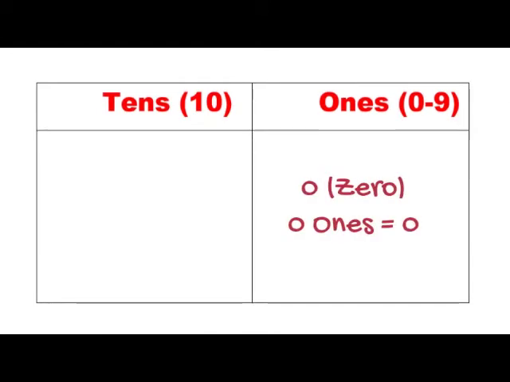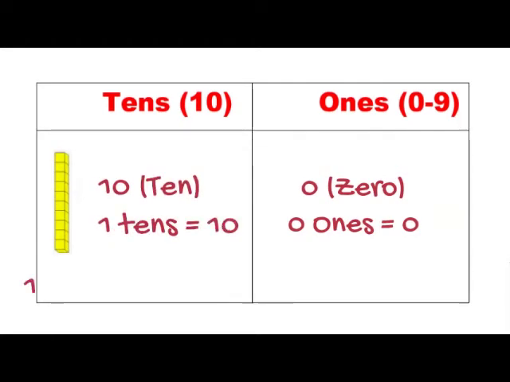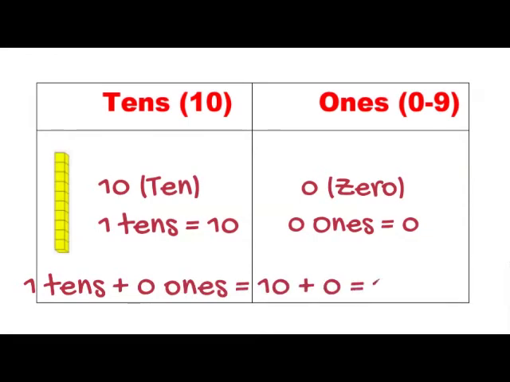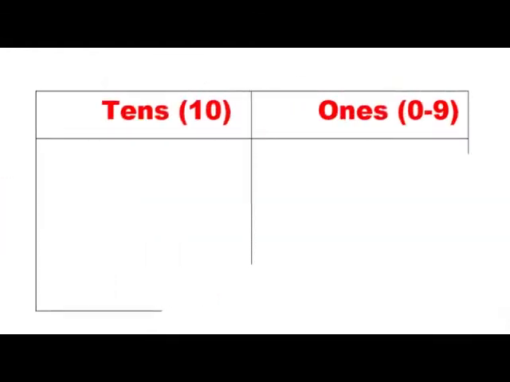So now let us see what we have here. You have 0 in the ones column, 0 ones is equal to 0. And in the tens column, you have one block. So how much is that? Correct, it is 10, TEN 10. 1 tens is equal to 10. So how will you write this? 1 tens plus 0 ones is equal to 10 plus 0 equals 10. TEN 10 is the number name and 10 plus 0 is the expanded form of the number.